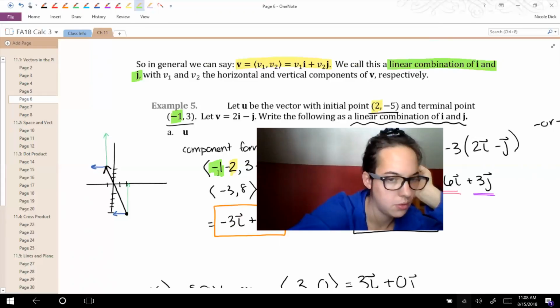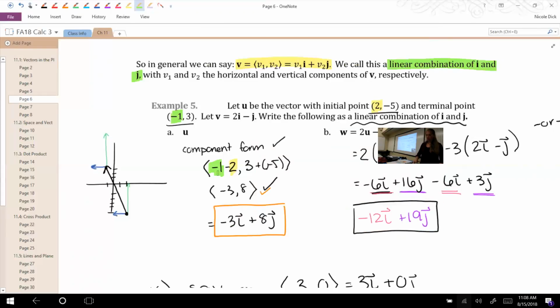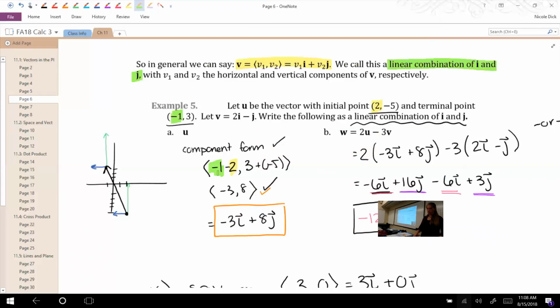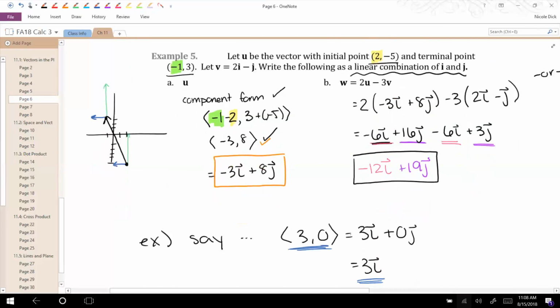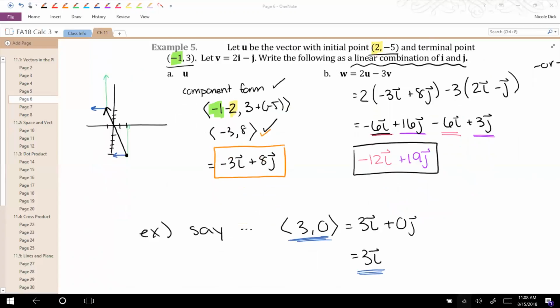Oop, that's much bigger than I meant it to be. Other questions? Okay, then let's flip to the next page.